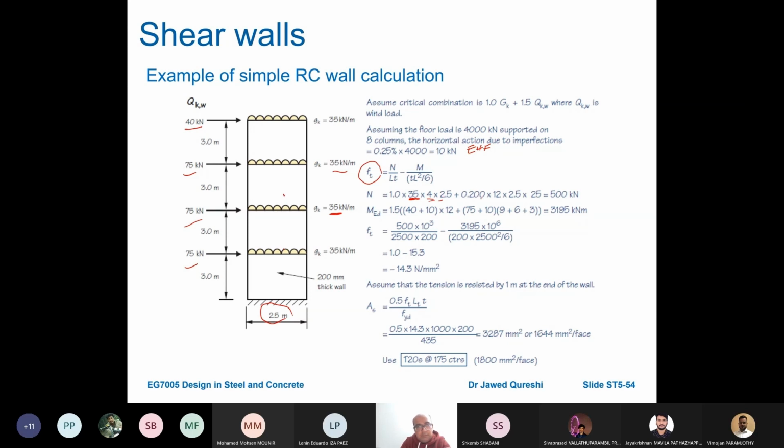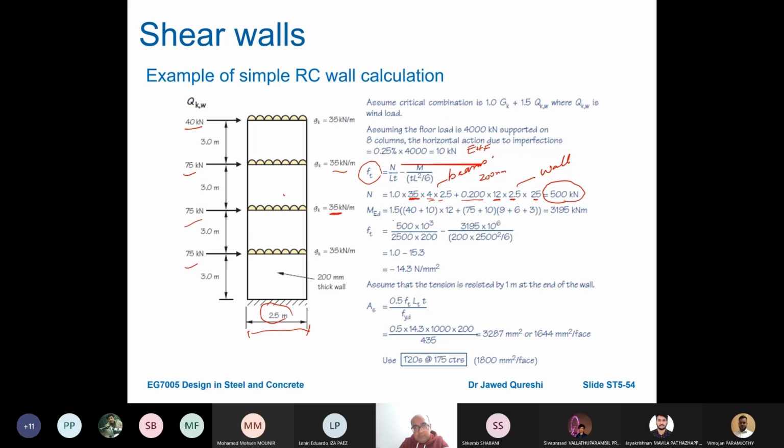And the wall itself is a 200 mm thick wall, and the height of the wall is 12. The width of the wall is 2.5, and if you multiply it with 25, which is the self weight of reinforced concrete in kilonewton per meter cubed, you will get the load in kilonewton. So this is the self weight of the wall. This is the wall and this is the beams, and in that way you get this 500 kilonewton.